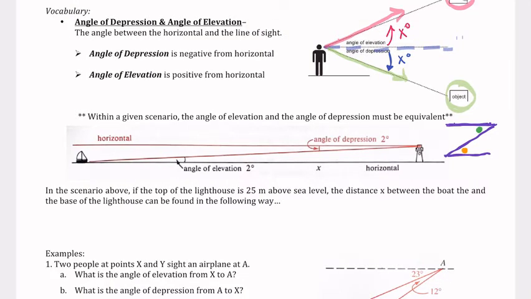So if you take a look at this diagram here, this is illustrating what this could look like in a real life scenario. You have a lighthouse, and maybe there's someone inside or on the top of the lighthouse, and they are looking down at this sailboat on the left here at an angle of depression of 2 degrees. Right? So they look out horizontal and then adjust their line of sight to look down at this sailboat at an angle of 2 degrees.